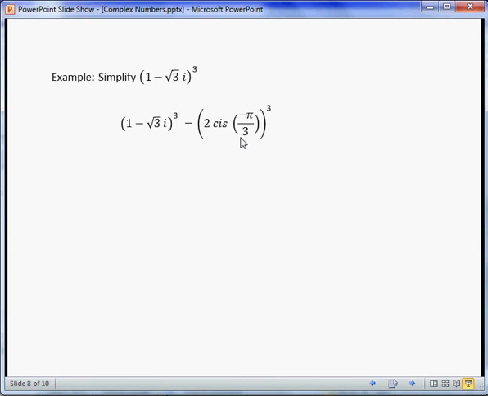Okay, using de Moivre's theorem, I'm going to raise the r to the power 3 and multiply theta by 3. 8 cis negative pi. Oh, there it is again. Yeah, and because cosine of negative pi is negative 1, and sine of negative pi is 0, this complex number cubed gives us a nice real number answer.